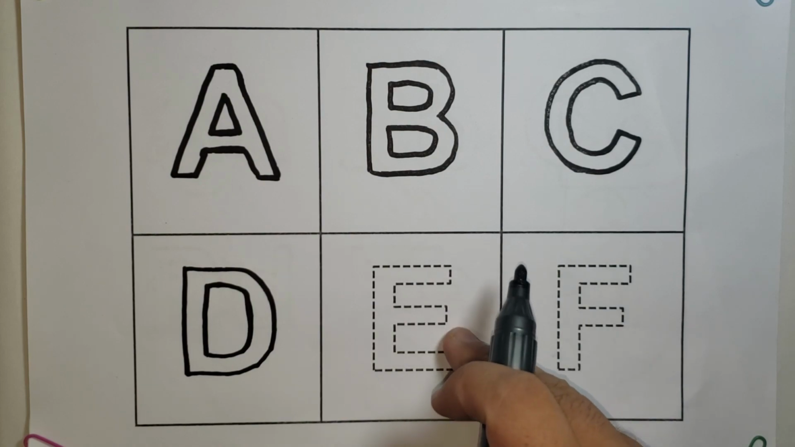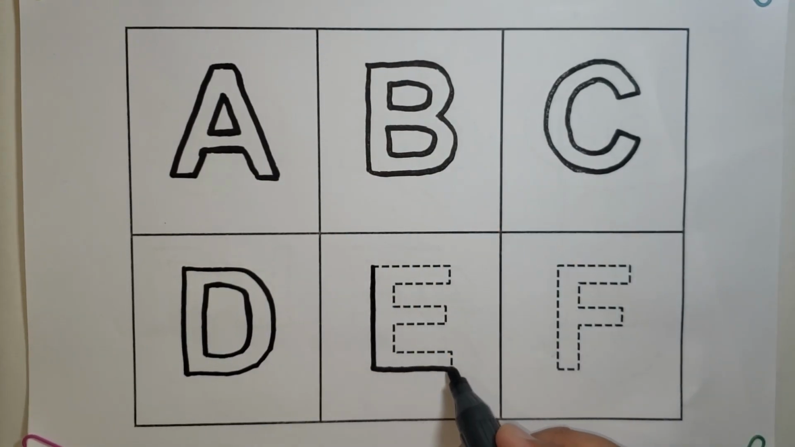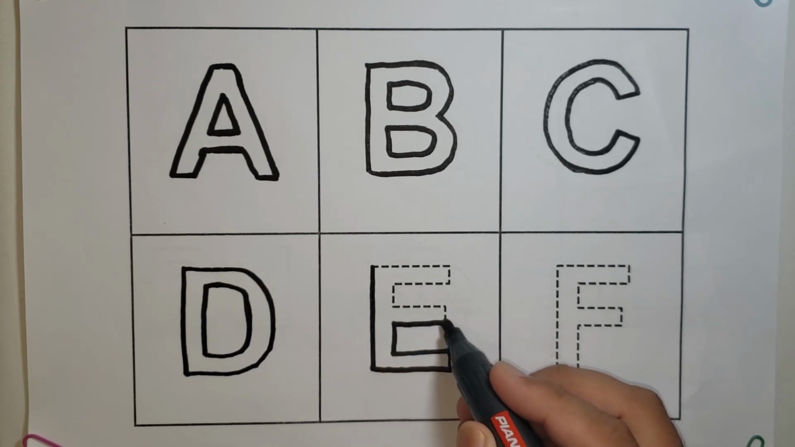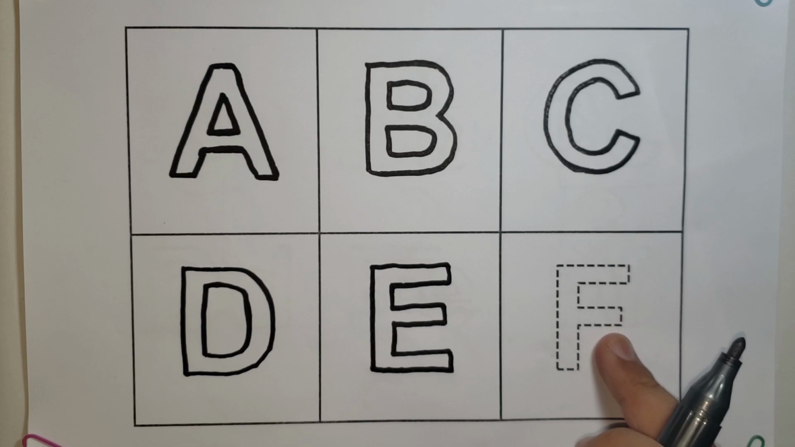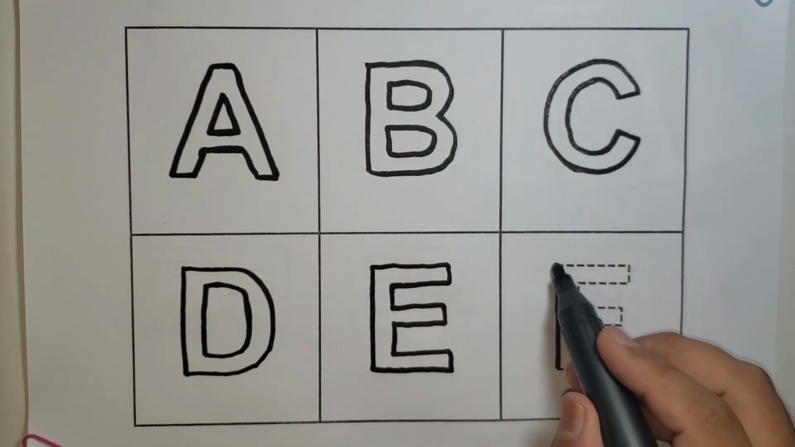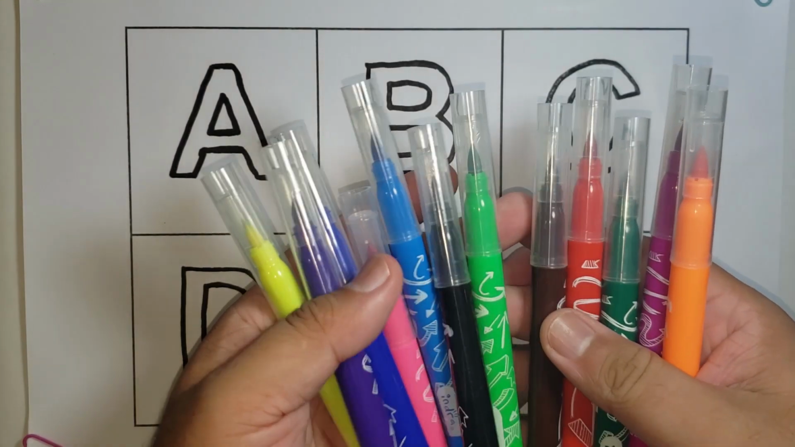What alphabet is this? It's E. What alphabet is this? It's F. Now, let's do some coloring.